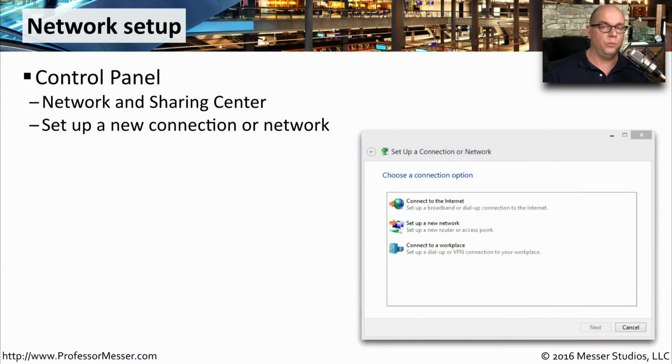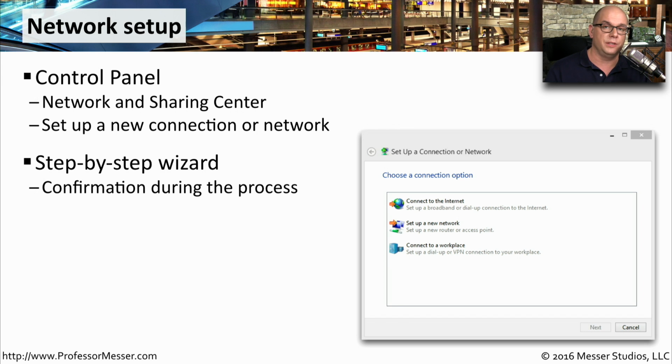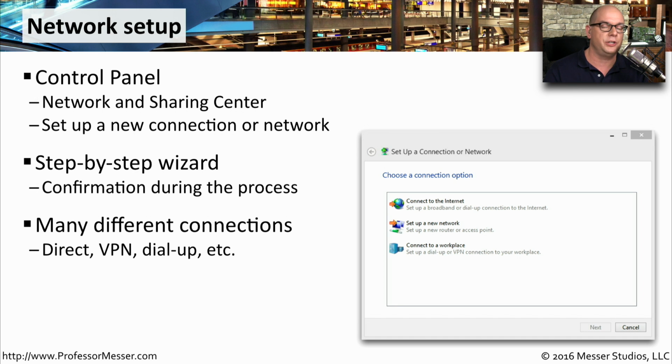There are many ways to network with Microsoft Windows, and the way that you set up most of these networks is from the control panel. Choose the Network and Sharing Center and select to set up a new connection or network. When you do that, you'll get a step-by-step wizard that steps you through exactly the process to get that network configuration going. You'll find many different network configurations for direct networking, VPN, dial-up, and others as well.